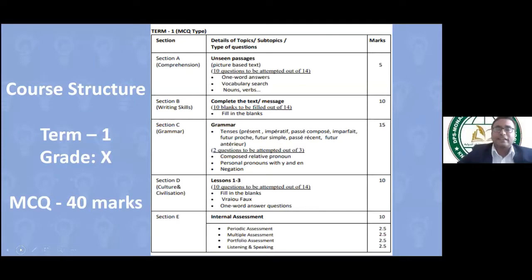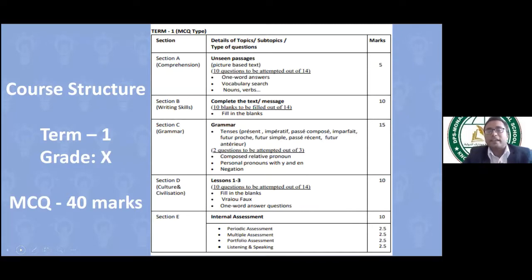Section C focuses on grammar. There will be 4 questions in section C. The first question would be compulsory, and it will be based on tenses. Then we would be left with 3 questions, out of which the students have to attempt only 2. Section D focuses on the culture and civilization of France. There will be 14 questions in total, and the students have to attempt only 10, and the questions will be based on chapters 1 to 3.